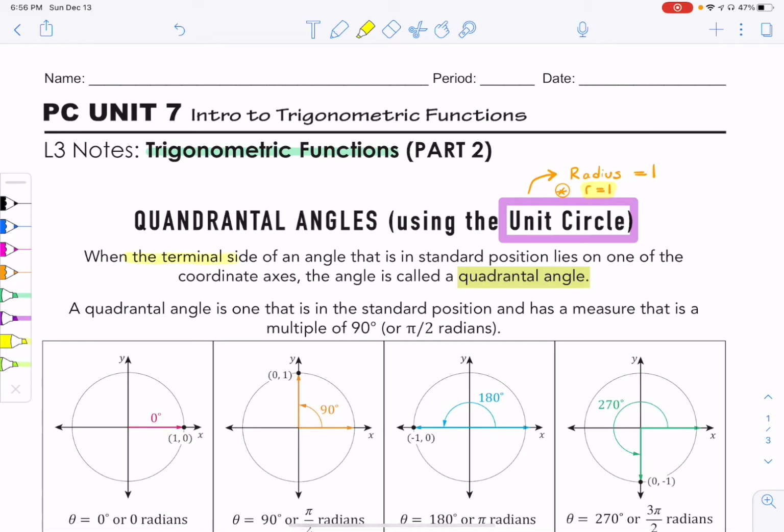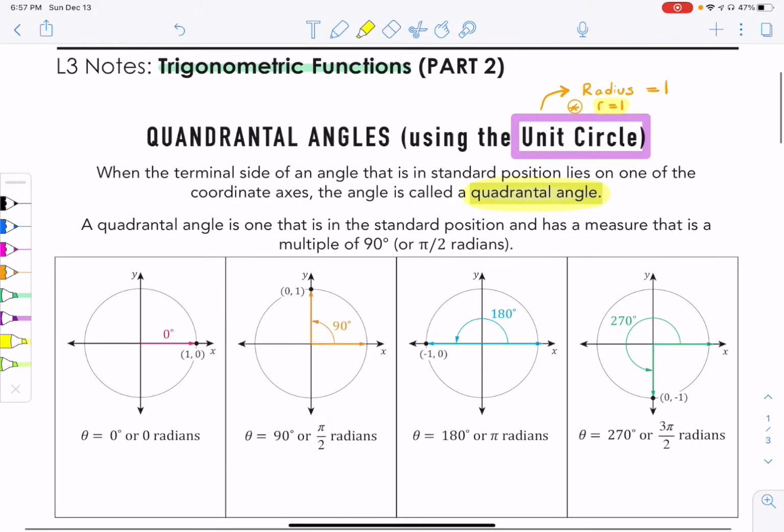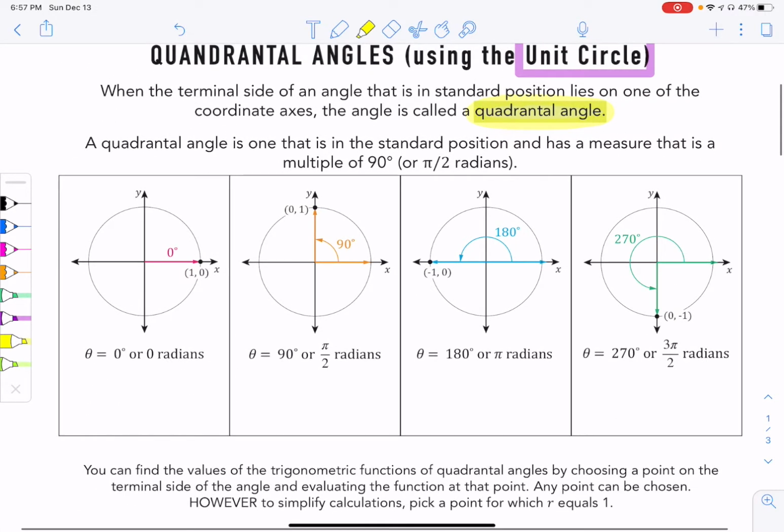So when the terminal side of an angle that is in standard position lies on one of the coordinate axes, the angle is called the quadrantal angle. A quadrantal angle is one that is in standard position and has a measure that is a multiple of 90 or pi over 2 radians. So if we look at my table here, I have 4 different quadrantal angles.